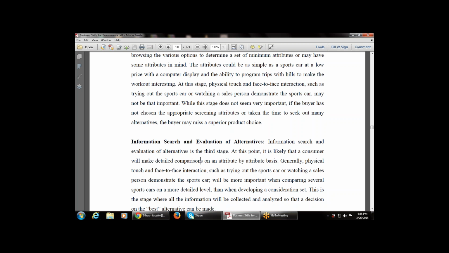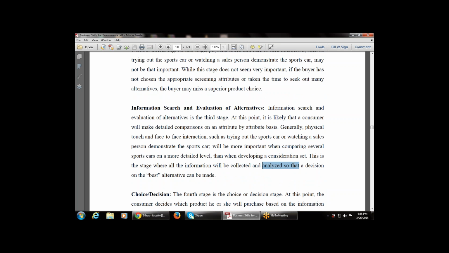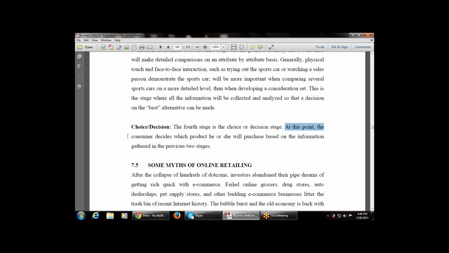While buying in online retailing, the customer has to make the information search and the evaluation of alternatives, that is, the evaluation of the various attributes given by the product. This is the stage where all the information is collected and analyzed so that a decision on the best alternative can be made. Then the last step is the choice or decision stage.